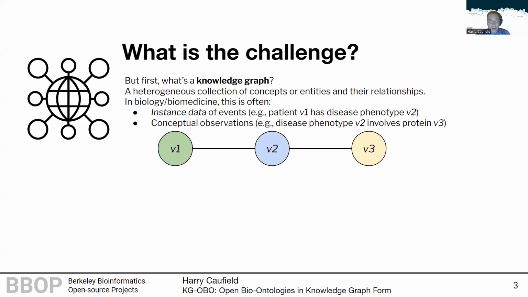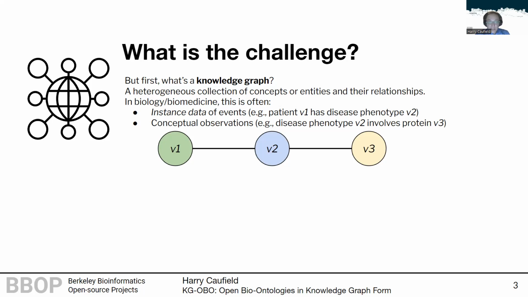So what is a knowledge graph? There's a variety of definitions out there, but I like to think of a knowledge graph as a heterogeneous collection of concepts or entities, and most importantly, their relationships. So in practice, this may be a network or a series of connected vertices, where each of those vertices may be one of a variety of different types of information connected by a variety of different types of interactions.